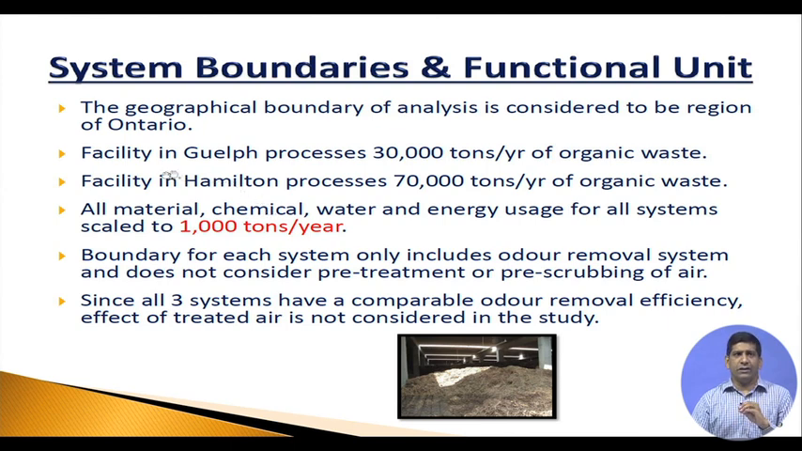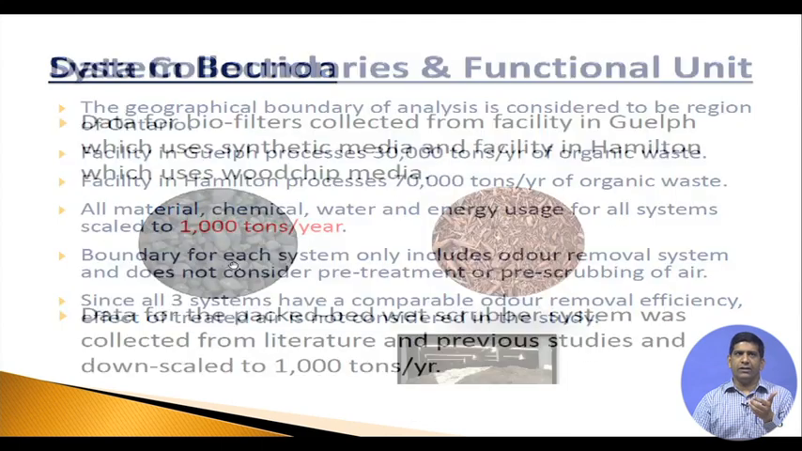The facility in Guelph was treating 30,000 tons per year of organic waste. The facility in Hamilton processes 70,000 tons per year of organic waste. All material, chemical, water and energy usage for all systems is scaled to 1,000 tons per year. So what does that mean? Our functional unit is treatment of 1,000 tons of organic waste per year. We collected data from Guelph and Hamilton, so it was real data. The real data was collected, and then we scaled it down to 1,000 tons per year. That's how it has been done.